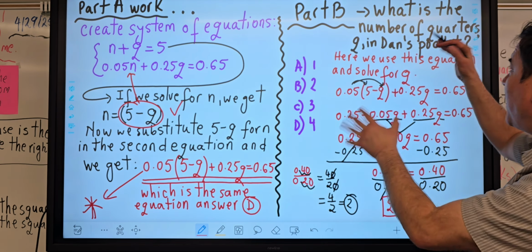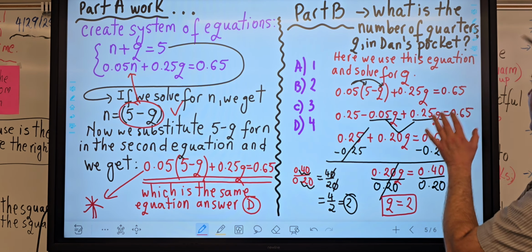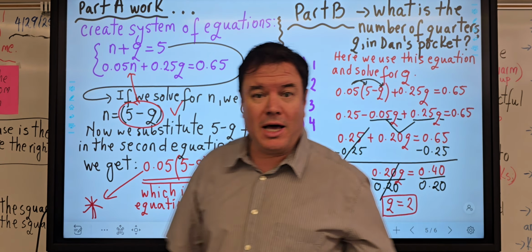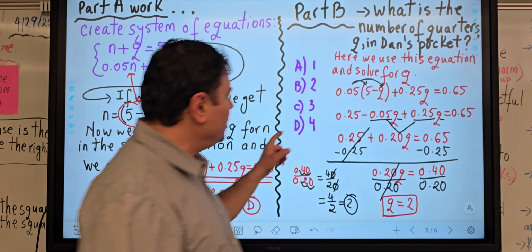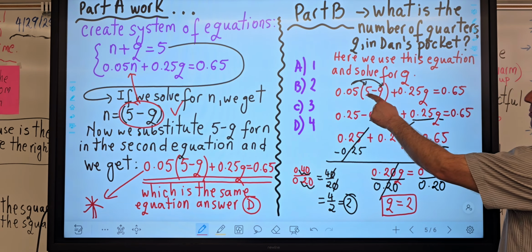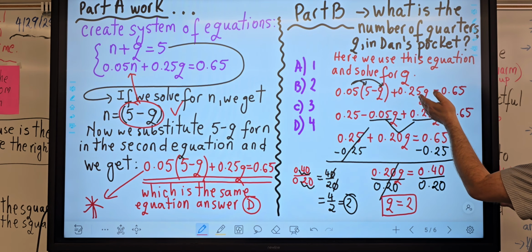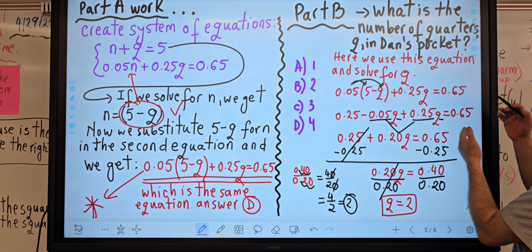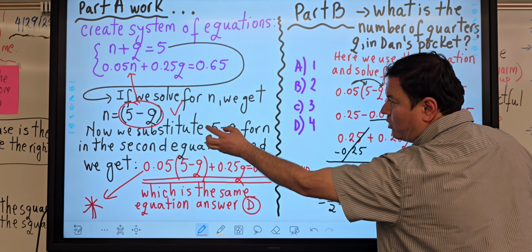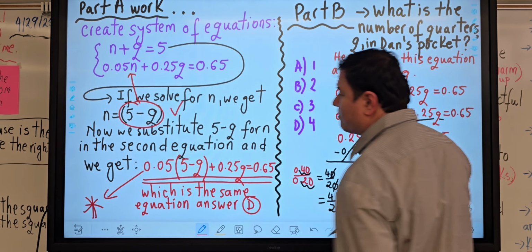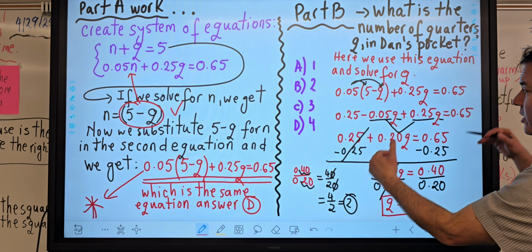Once we are here in part B, they are asking us what is the number of quarters Q in Dan's pocket. Because we have this equation right here, we can simply solve for Q. So here we have to use the distributive property. We have the equation 0.05 times (5 minus Q) plus 0.25Q equals 0.65. This is the equation we got after we substituted the value of N. Now N is out, we don't have N anymore, and now we are going to solve for Q.